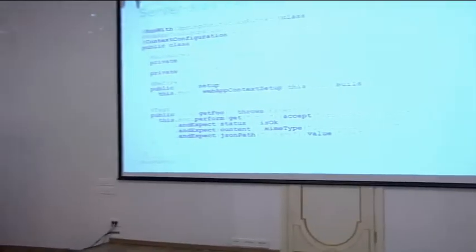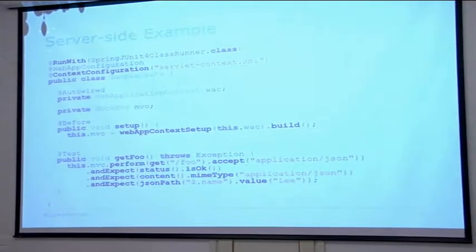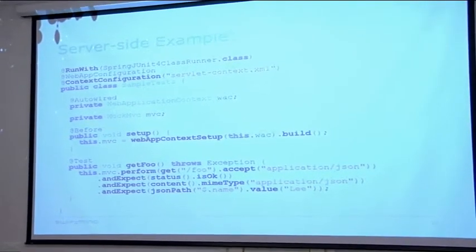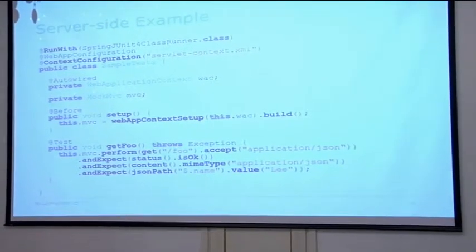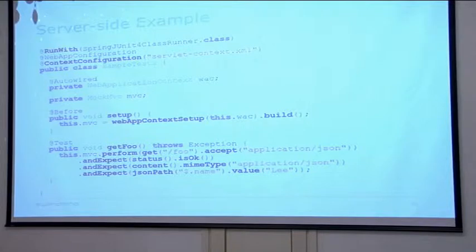So you probably want to see some examples. Here we have one, combining some of the stuff we've seen before. Sample tests, again, JUnit run with the Spring runner. Again, we want a web application context, so we say @WebAppConfiguration. And here we're saying @ContextConfiguration specifying, for example, server context.